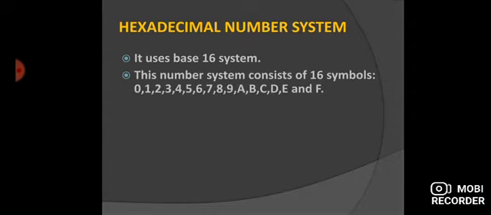Now, next we have the hexadecimal number system. This is our new topic. So this is another type of number system. It uses 16 as the base. It has 16 symbols that consist of the digits 0 to 9 and the alphabets A to F.